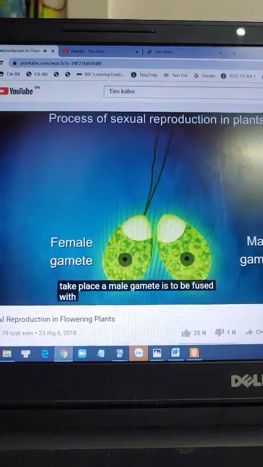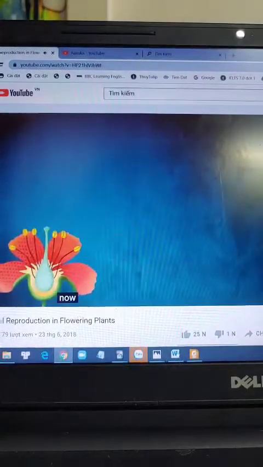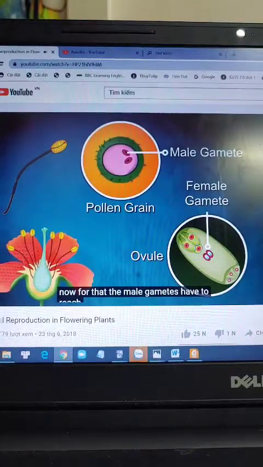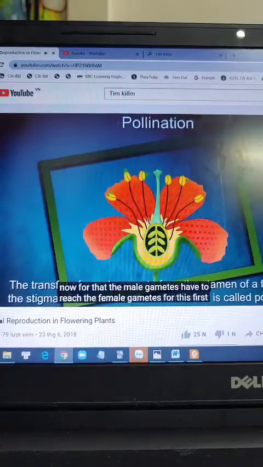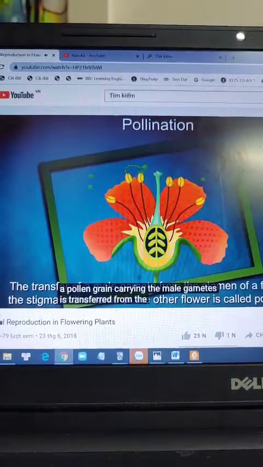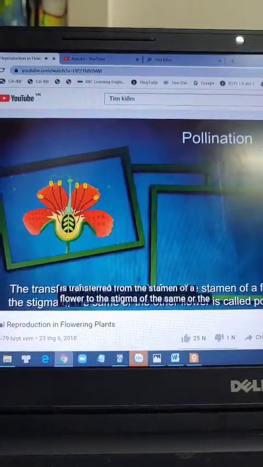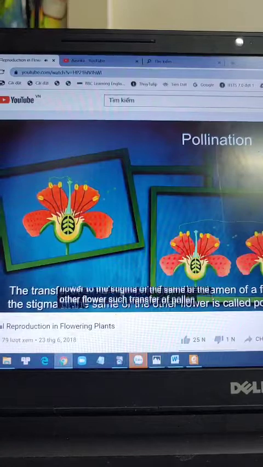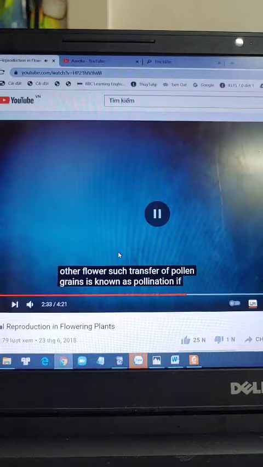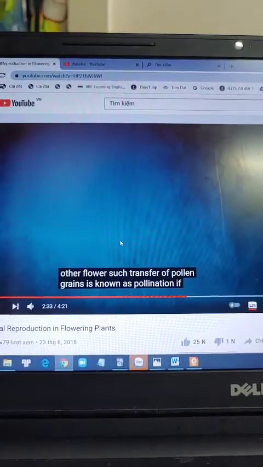For sexual reproduction to take place, a male gamete has to fuse with a female gamete. Now for that, the male gamete has to reach the female gamete. For this, first the pollen grain carrying the male gamete is transferred from the stamen of a flower to the stigma of a flower. Such transfer of pollen grains is known as pollination.